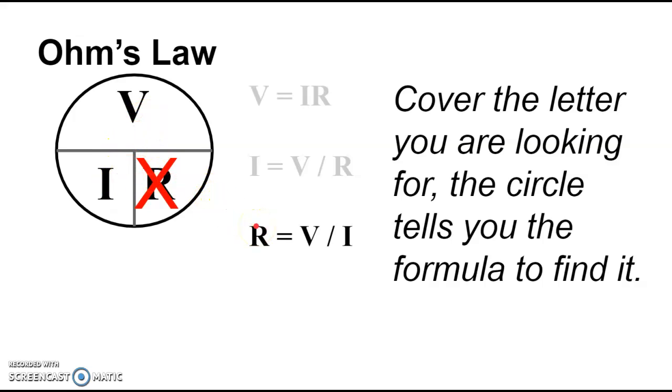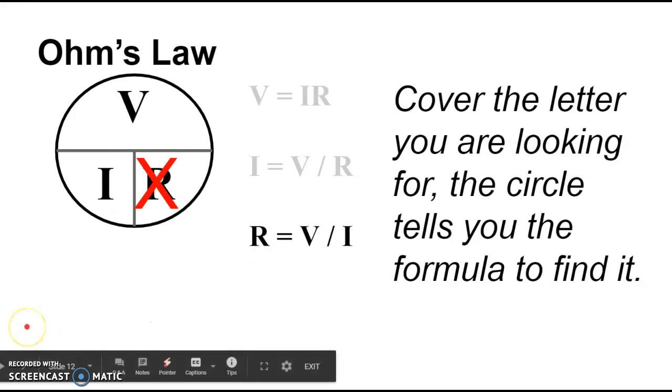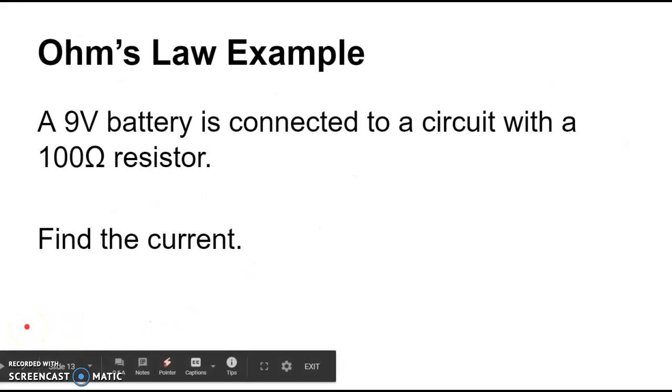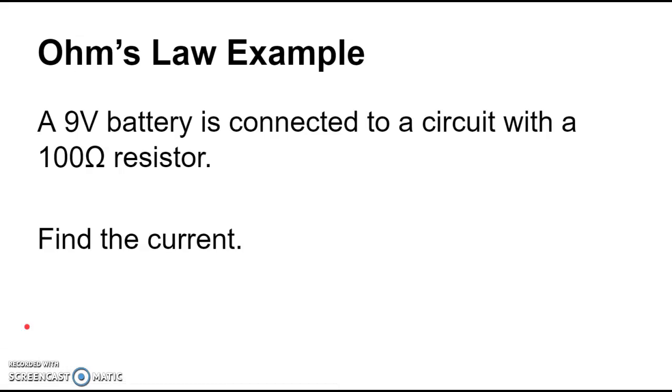So let's take a look at this and see how it goes to solve a problem. Here's an example. A 9-volt battery is connected to a circuit with a 100 ohm resistor. Find the current. Go ahead and pause the video and see what you would need to do to solve this problem.